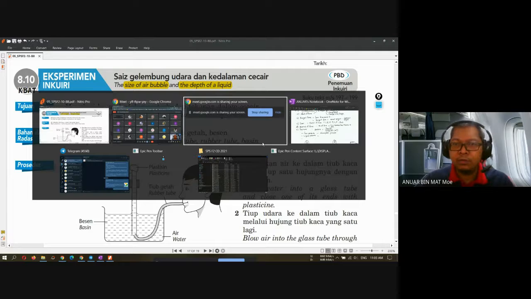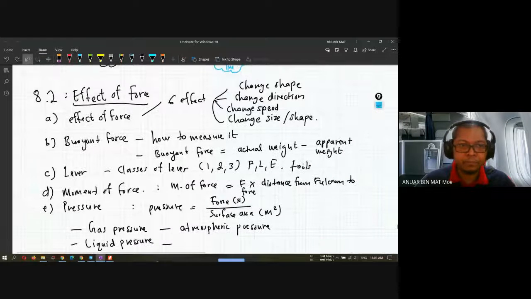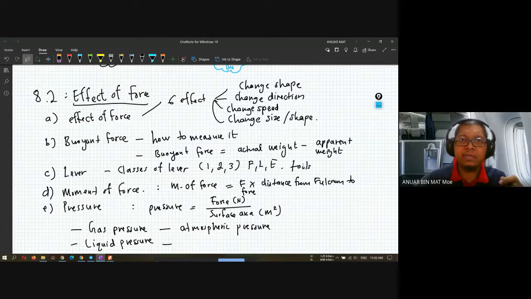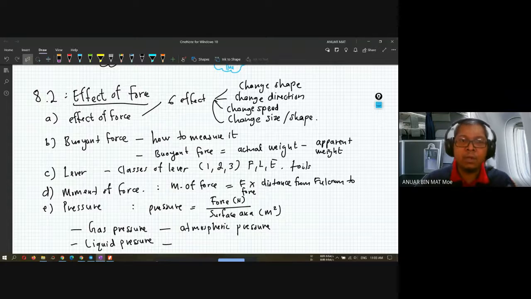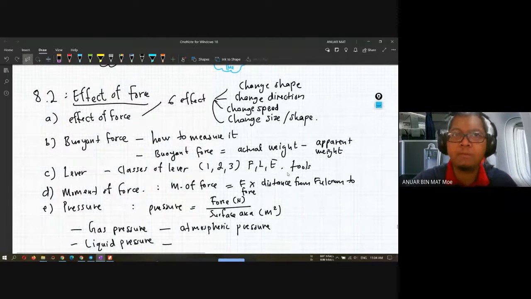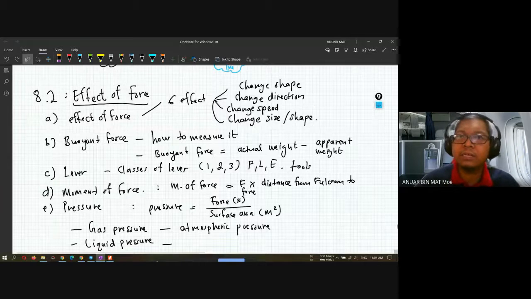Before I start the explanation for this activity, you can look at this first. This is the effects of force. We just want to do some revision for you to remember the topics we already learned in 8.2, effects of force, because in one topic there are many subtopics. Can you see the presentation?